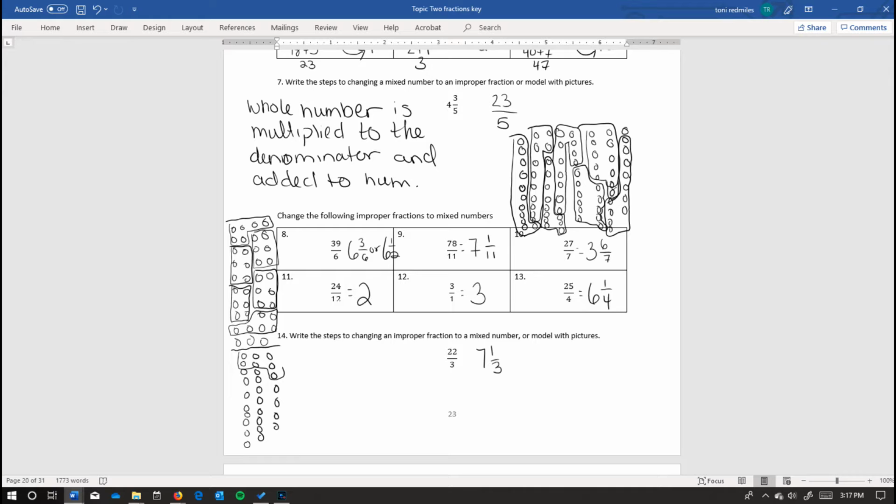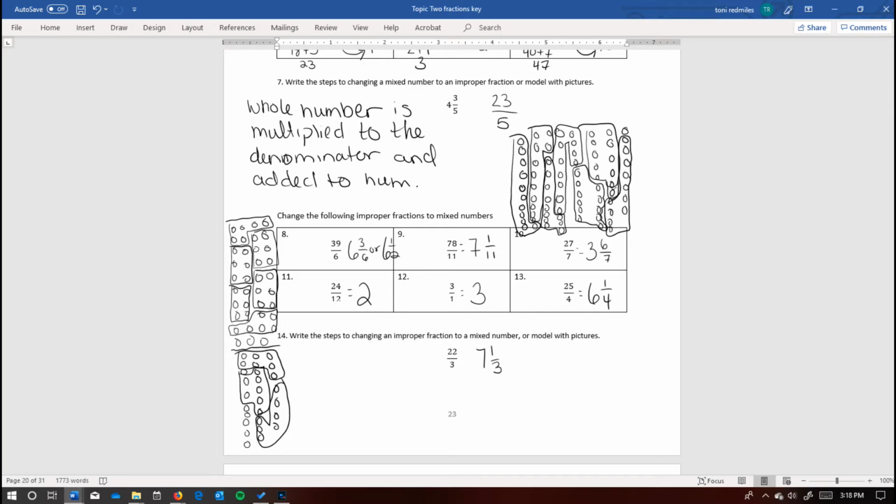So there's one group of 7. There is another group of 7, right? 1, 2, 3, 4, 5, 6, 7. Okay, so I have one just hanging out there. Okay, so there's 4, there's 7, 1, 2, 3, 4, 5, 6. So I made 3 packs with 6 left over, and the denominator is 7.